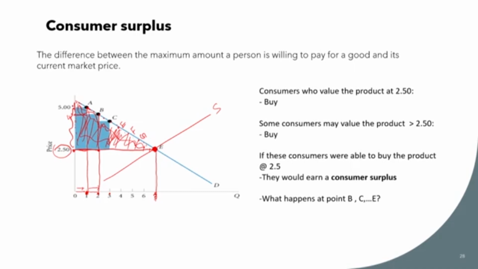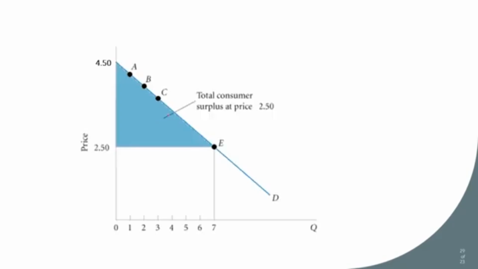How is it possible? The price was 5, and somebody is willing to pay 5, but the market says that because of the demand and supply interaction, the market price is 2.5. Because it's a homogeneous product, everyone gets it at the price of 2.5. So the difference between the maximum amount a person is willing to pay for a good and its current market price is what we call the consumer surplus. I hope this is clear. This triangle shaded in blue is the total consumer surplus.